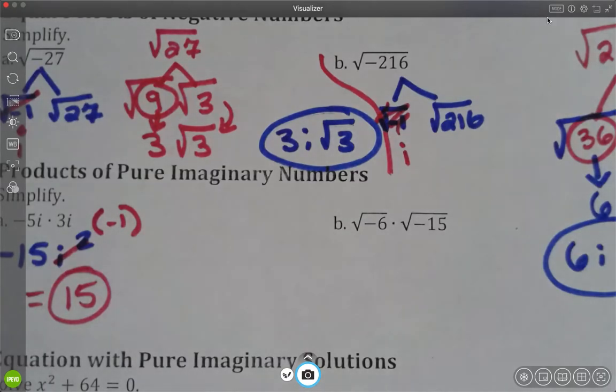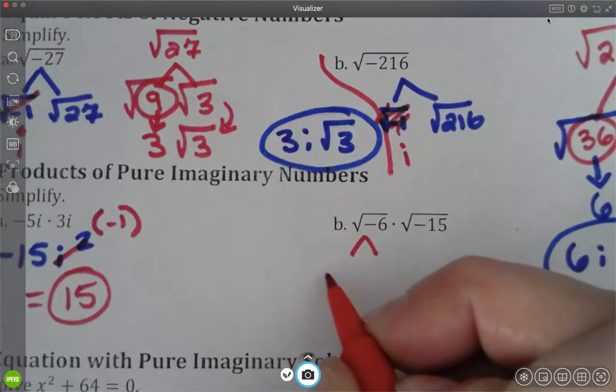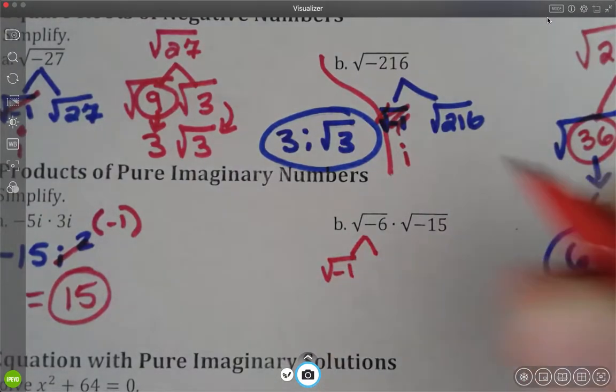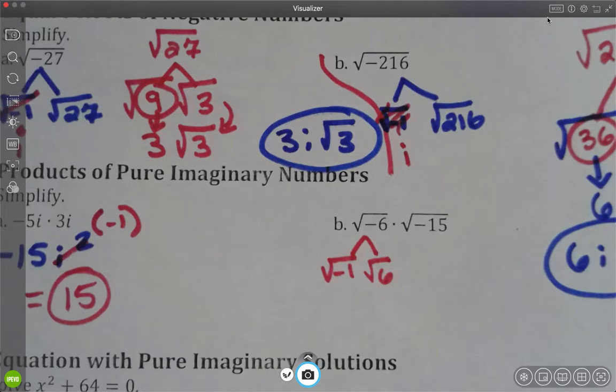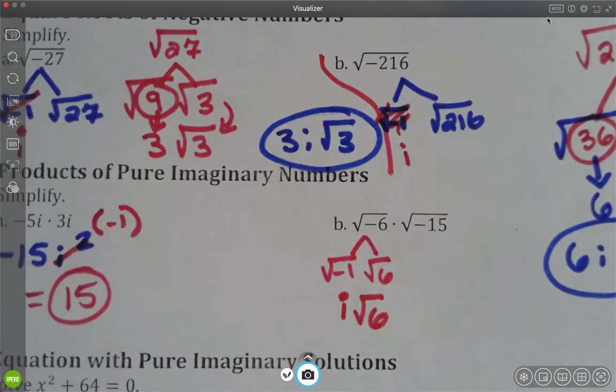I have 2 pieces, and I want to break both of them down. Okay, so for the square root of negative 6, I'm going to start with the square root of negative 1 and the square root of 6, right? Now, the square root of 6, can I break it down? Is there something that goes into 6 that I can take the perfect square root of? No. So I'm just going to leave it as the square root of 6. So this will be written as i times the square root of 6, because 6 does not break down further. Times the square root of negative 15.